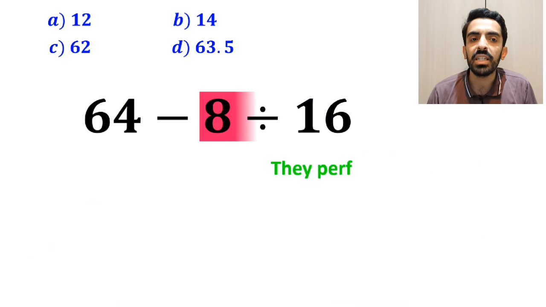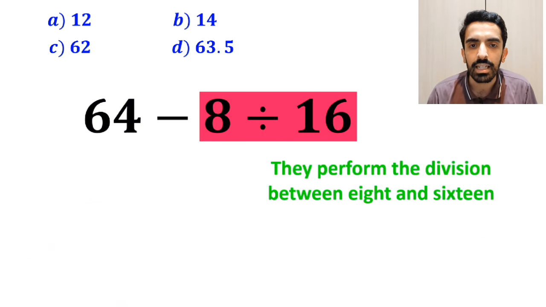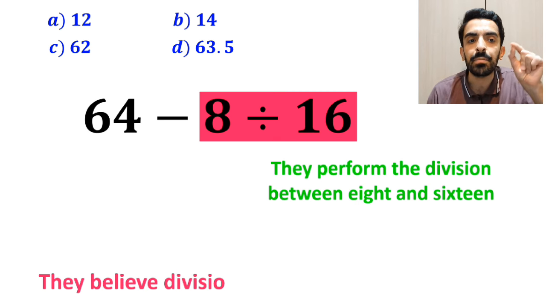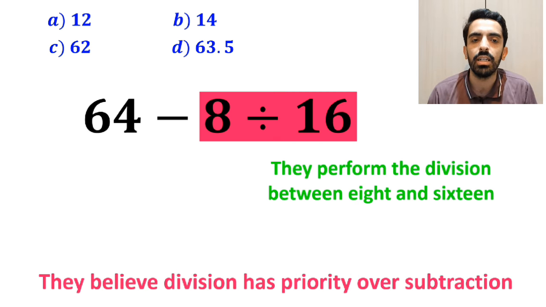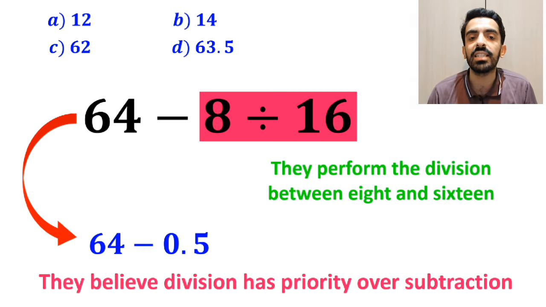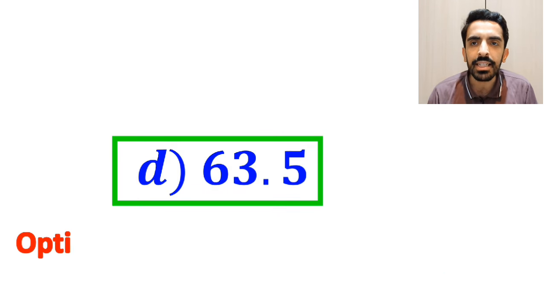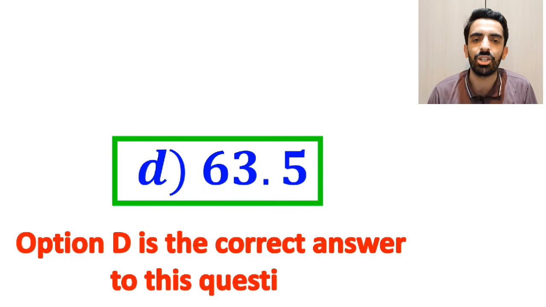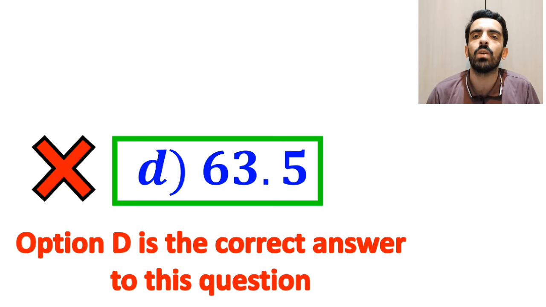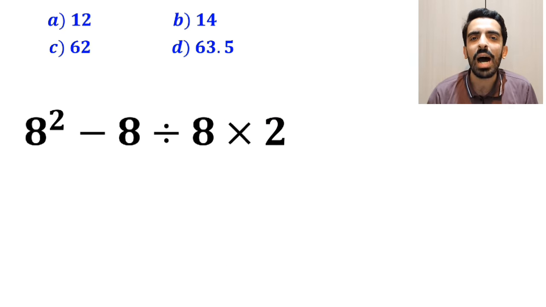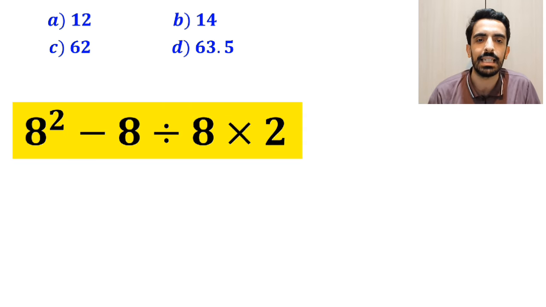Next, they perform the division between 8 and 16 since they believe division has priority over subtraction. And they rewrite this expression as 64 minus 0.5, which ultimately gives them the answer 63.5. And immediately, they conclude that option D is the correct answer to this question. However, this answer is absolutely wrong. Now let me show you how to solve this expression properly.